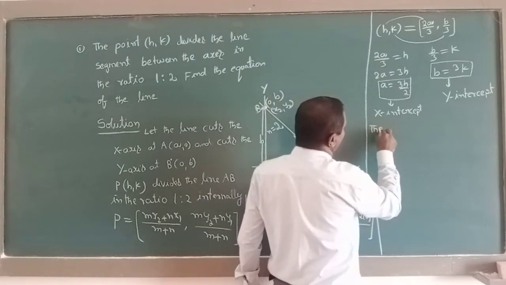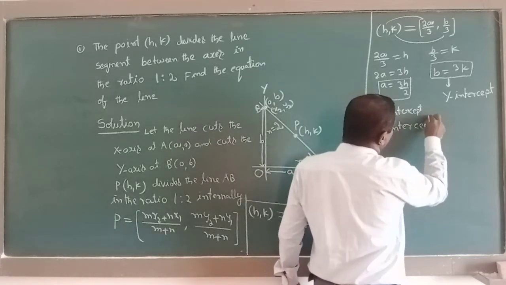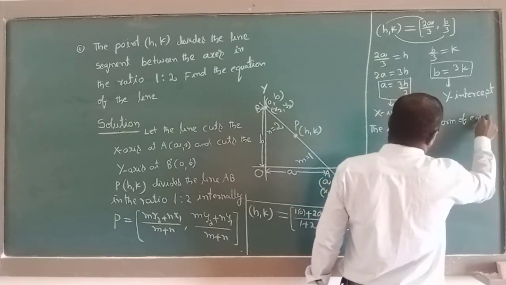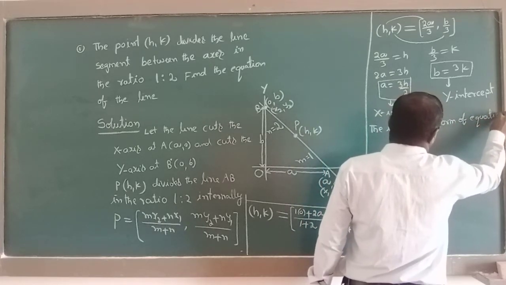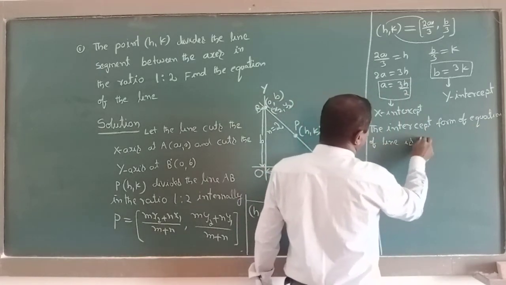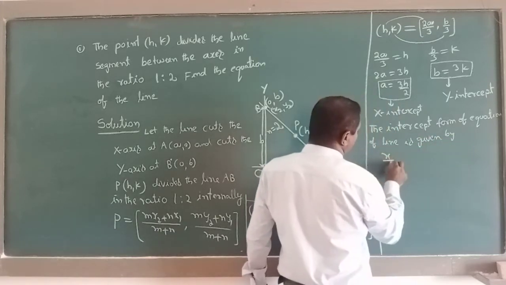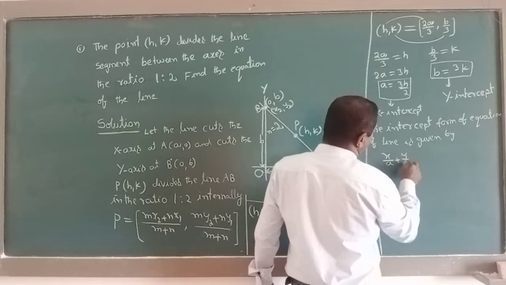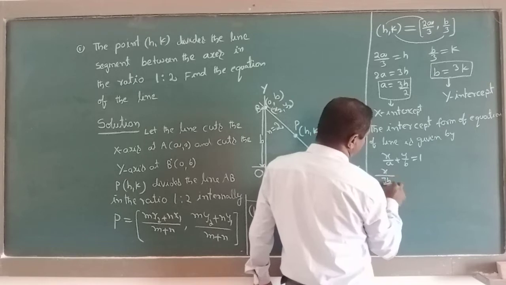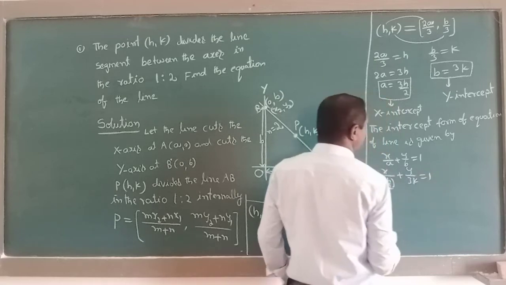The intercept form of the equation of a line is given by x by a plus y by b is equal to 1, that is x by 3h by 2 plus y by 3k is equal to 1 here.